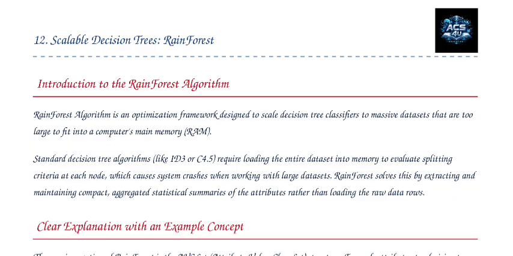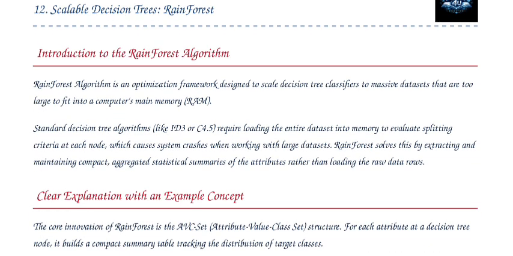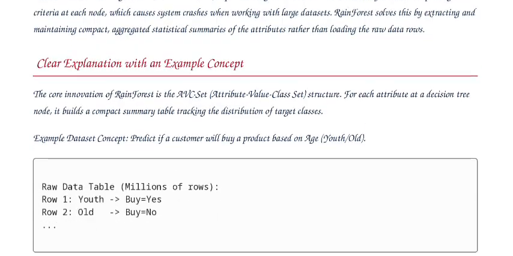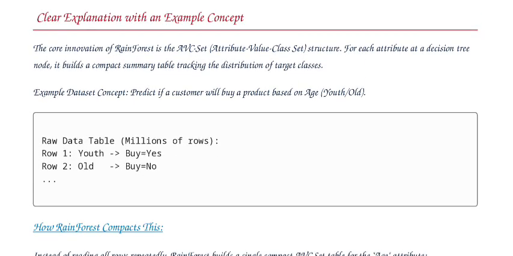Rainforest solves this by extracting and maintaining compact aggregated statistical summaries of the attributes rather than loading the raw data rows. A clear explanation with an example concept follows. The core innovation of Rainforest is the AVC set, which stands for the attribute value class set structure. For each attribute at a decision tree node, it builds a compact summary table tracking the distribution of the target class.